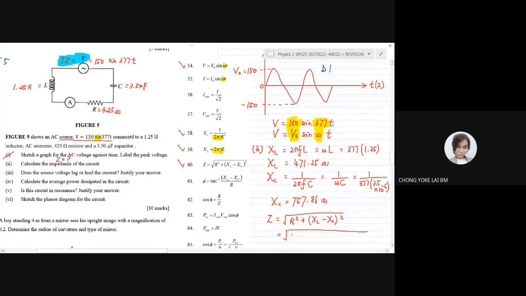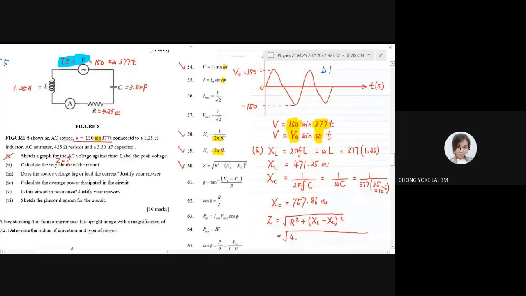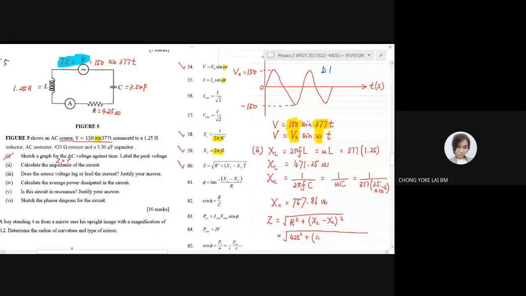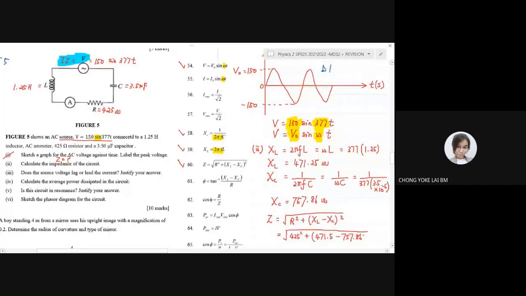So gantikan nilai. R 425 squared plus bracket, bracket jangan buang, mesti kira dulu XL tolak XC. So 471.25 minus 757.86 squared. Dah tolak baru kuasa 2.